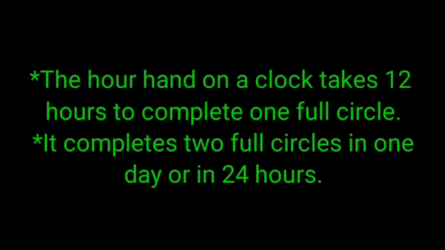In a 12-hour clock, the hour hand takes 12 hours to complete one full circle. It completes 2 full circles in a day, or in 24 hours. It means the hour hand will take 12 hours for one full circle, so it completes 2 full circles in that one day, that is 24 hours.